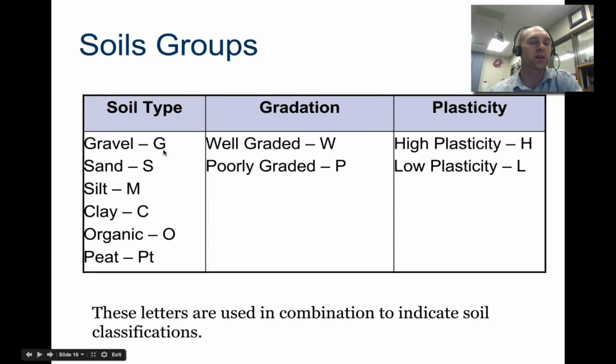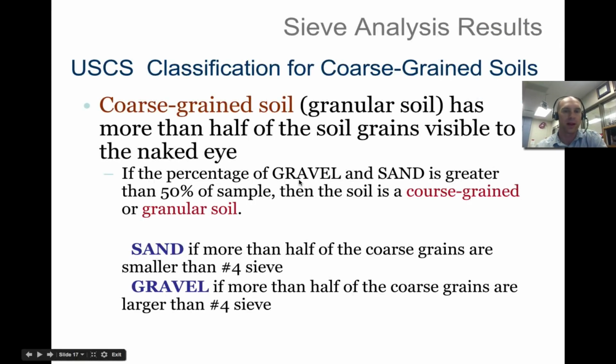So we have different soil types. These letters correspond to the soil types. And since sand is already used, S, silt is an M, and so on. And then your gradation, well or poorly, and your plasticity, high or low. So we combine these letters, and then that's how you get your soil classification. And that can then be used for the engineer in designing the footings.